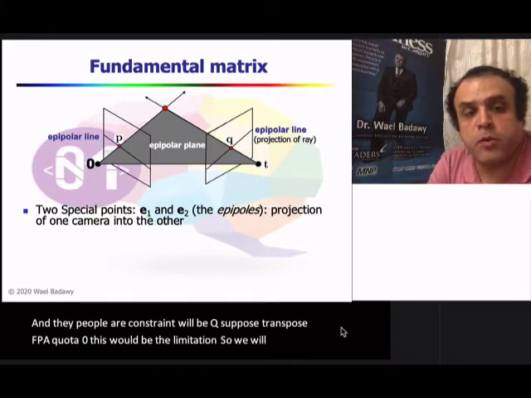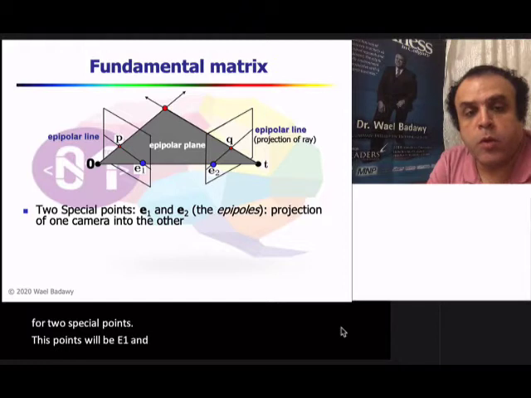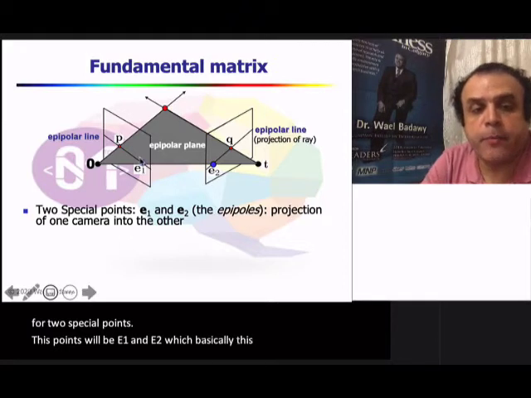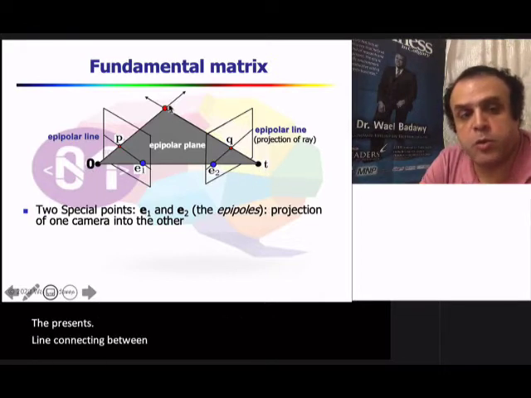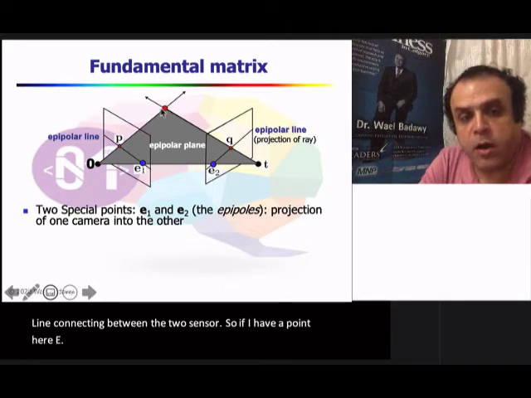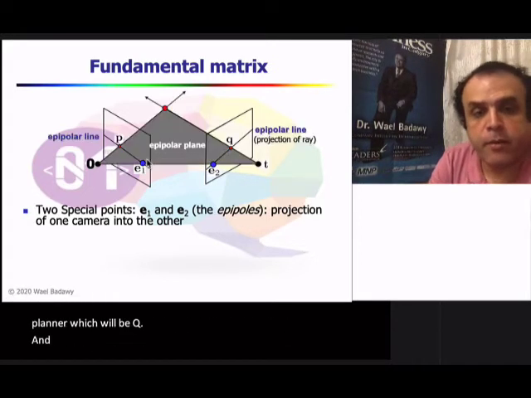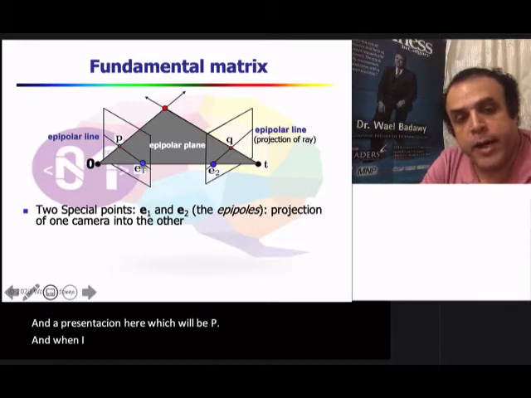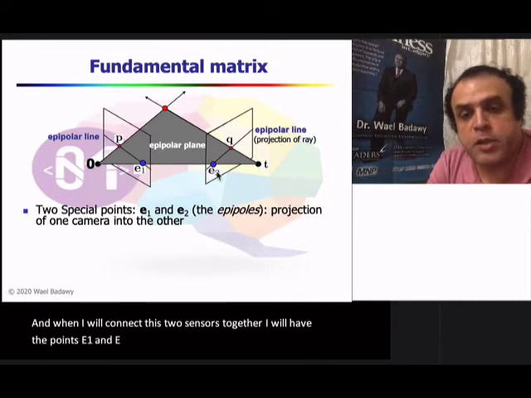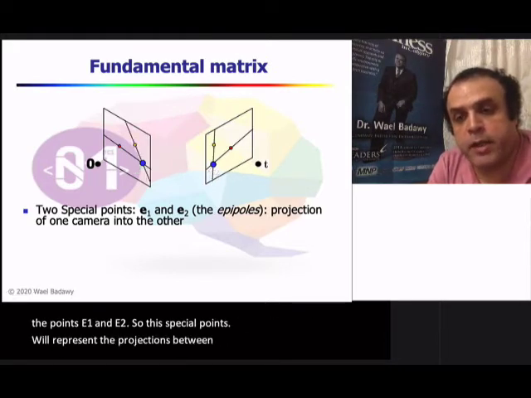So we will be looking for two special points, and these points will be E1 and E2, which basically represent the line connecting the two sensors. So if I have a point here, E or R, this point will have a representation in the image plane, which will be Q, and then a representation here, which will be P. And when I connect these two sensors together, I will have the points E1 and E2. So these special points will represent the projections from one camera to another.